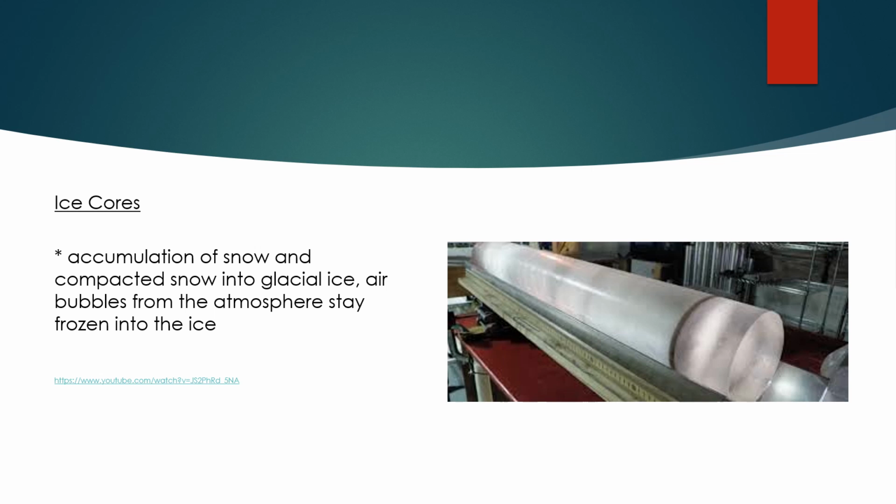When we look at these ice cores, they provide really direct information about the composition of the atmosphere in the past. So that accumulation of snow year after year after year that's fallen and compacted and turned into this glacier, those air bubbles from the atmosphere stay frozen in ice. Isn't that wild, you guys? I think that is amazing.